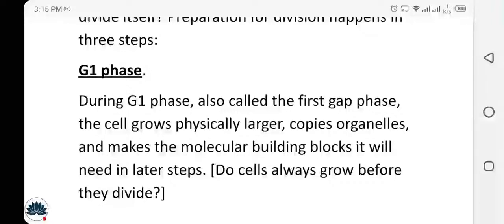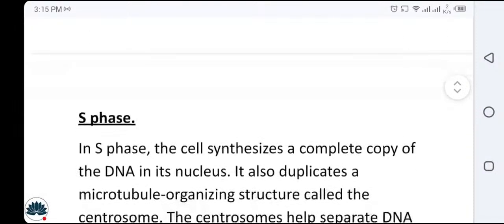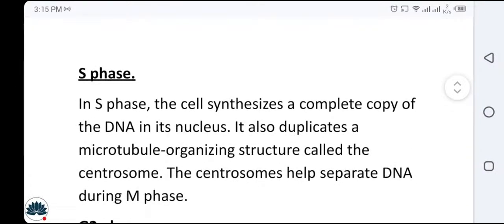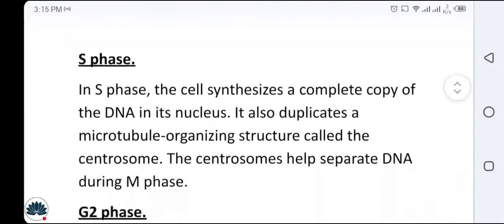Do cells always grow before they divide? Alright, this is the question, just leave it, and after this I'll help you understand, so that you can answer these questions which have been written in the brackets. It might be very helpful for you in your AS, but first of all, learning the chapter.